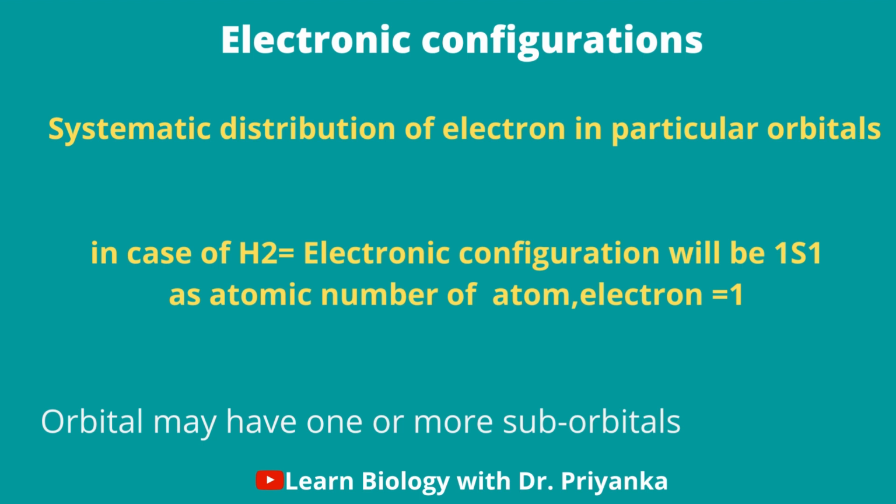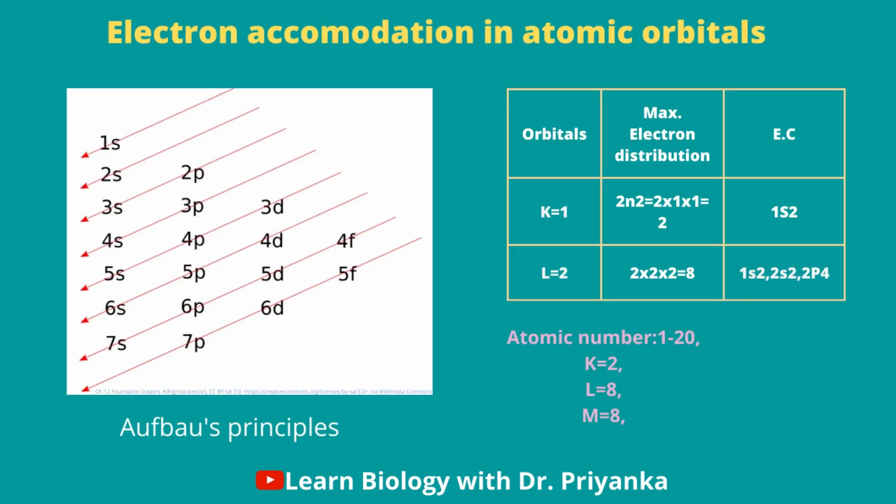We see that orbitals may have one or more suborbitals. In the case of the K orbital, it can accommodate only 2 electrons. Similarly, in the L orbital we can accommodate only 8, and in the case of M we can accommodate only 18. The formula for accommodating electrons is 2n², where n is the number of the orbit. And here we see that first we accommodate electrons in the 1s orbital, then the electron goes to 2s, then it goes to 2p, then 3s, 3p, 4s, like that, as seen in this picture.